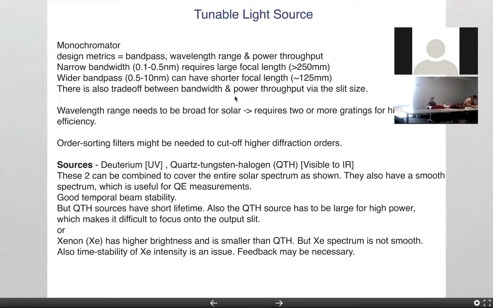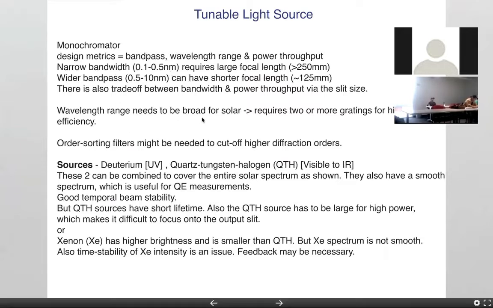But there's also a trade-off between bandwidth and power, because the narrow bandwidth requires a smaller slit size, which passes much less power. Wider bandwidth passes more power. So, of course, more power means that you can do faster measurements. So when you do very, very precise bandwidth, very small numbers here, the measurements get to be very slow and complicated.